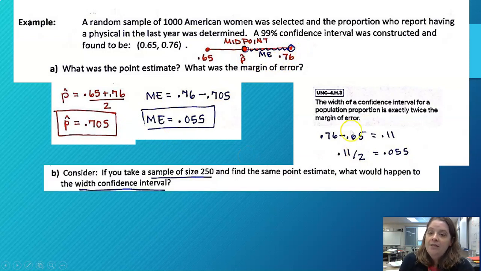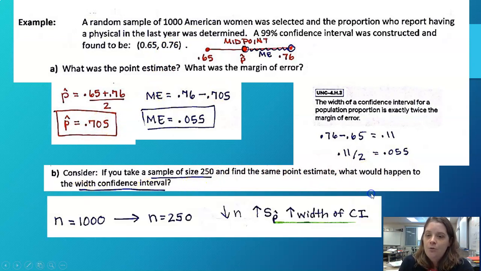Okay, now consider what would happen if you take a sample of size 250 and find the same point estimate. So the same point estimate, the same 0.705. What would happen to the width of the confidence interval? All right, so we know that we started off with 1,000. And so now we're saying, what if we got 250 and everything else stays the same? So if I decrease the n, I know that I'm going to increase my standard error. Make the denominator smaller, makes the fraction larger. And if I increase my standard error, it's going to make my confidence interval wider. So that would be the first part of this.